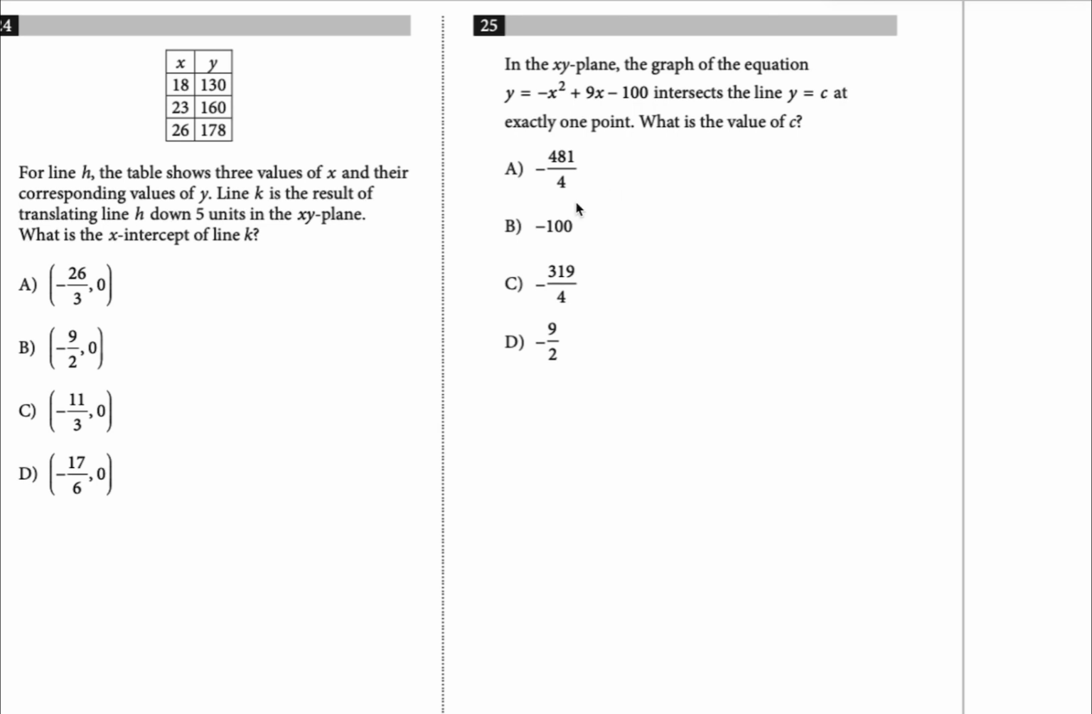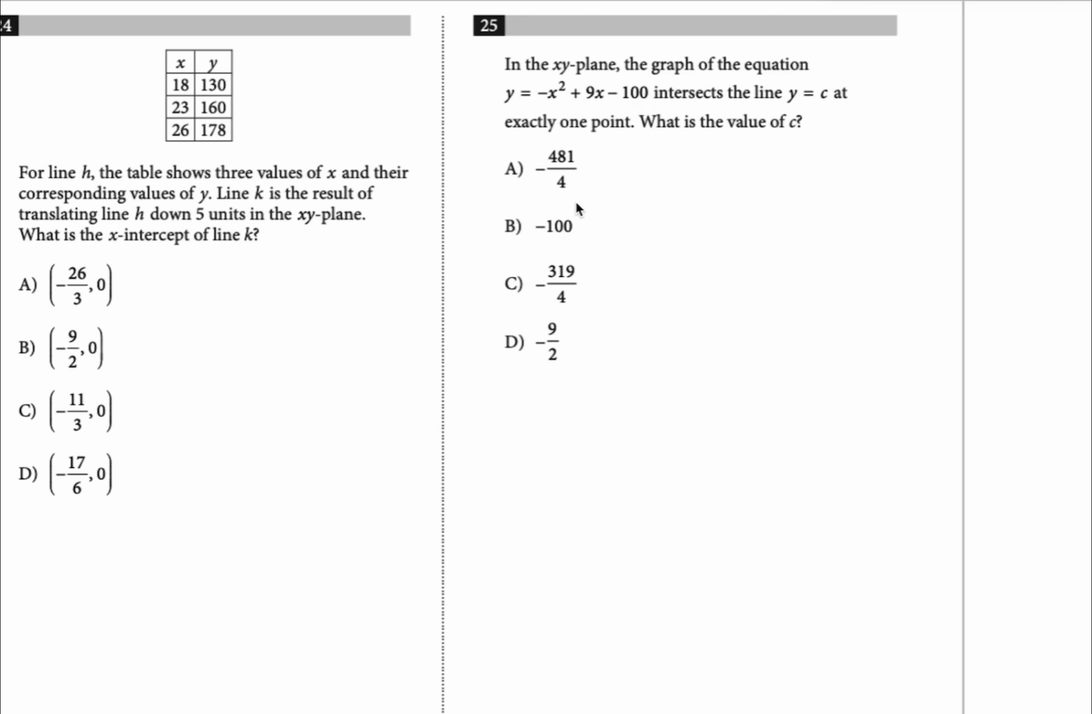So the question asks, and I'm talking about question 25: in the xy plane, the graph of the equation y is equal to negative x squared plus 9x minus 100 intersects the line y equals c at exactly 1 point. What is the value of c? And then we have the following answer options.